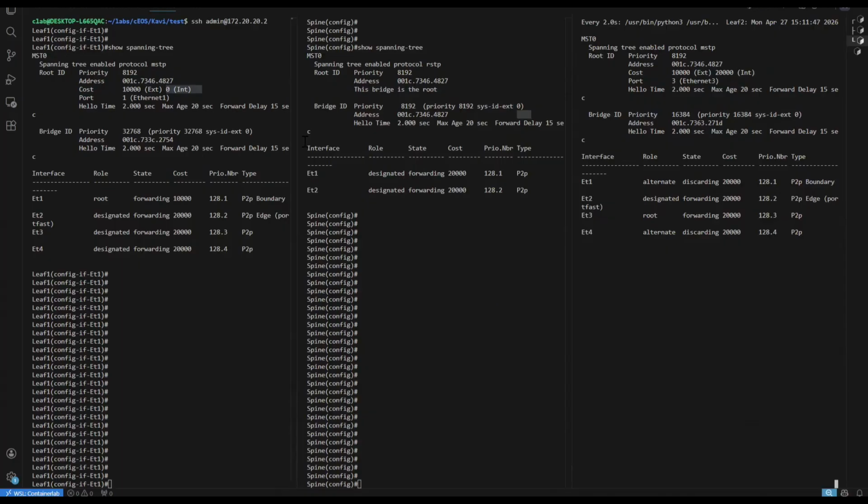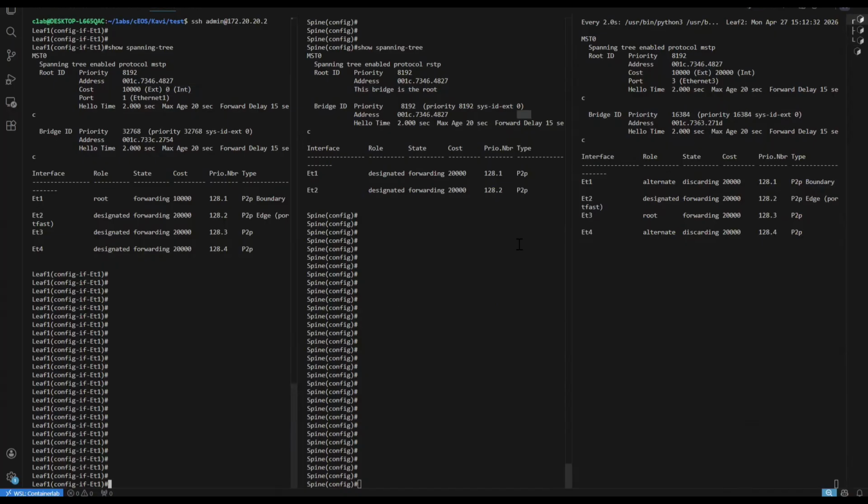So if the cost is the same, if both leaf 1 and 2 have the same cost, then the next deciding factor is the priority. We were able to see that because I configured a lower priority on leaf 2. So then ET1 on leaf 2 became the root port. Then if both cost as well as priority or bridge ID are tied, then whoever has the lowest MAC address, the interface on that will become the root port, especially when they are directly connected. Okay, we were able to see this.